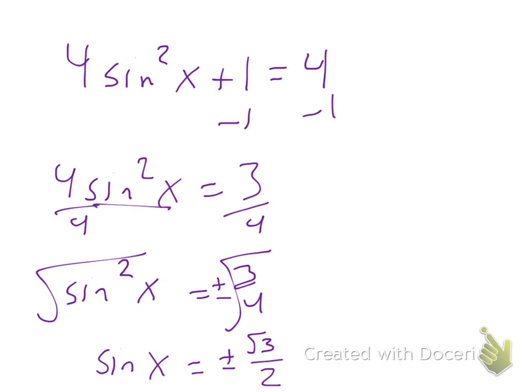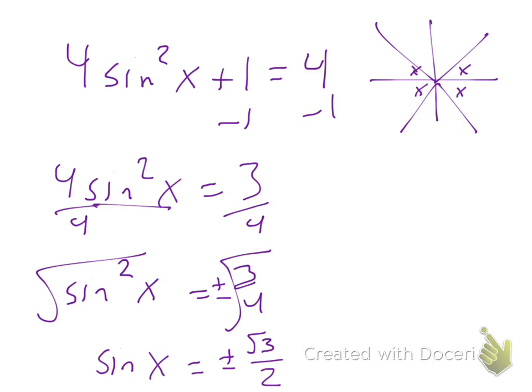How many solutions are there? There are 4. There are two positive sine values in the top two quadrants, and then there are two negative sine values in the bottom two. Now, here's a really cool thing, guys. Every single one of these angles has the same reference, right? The same reference of x. X is the angle, so x is the reference.